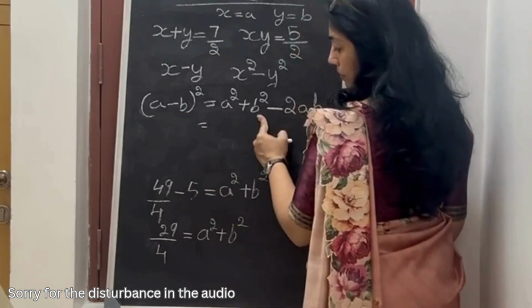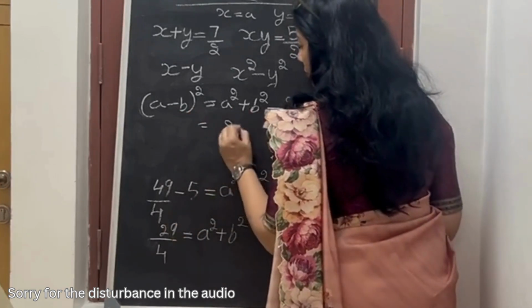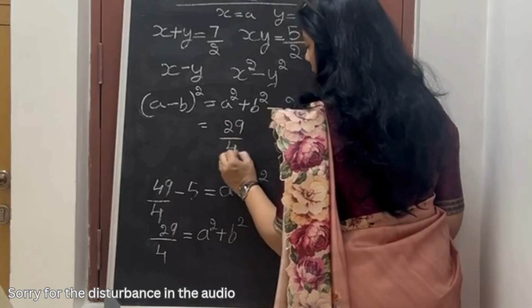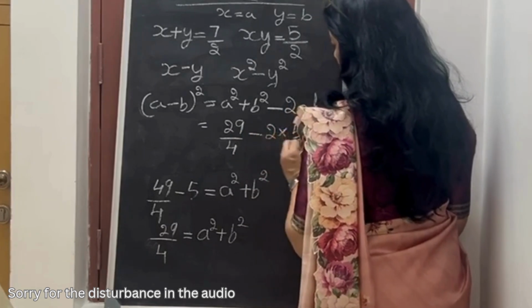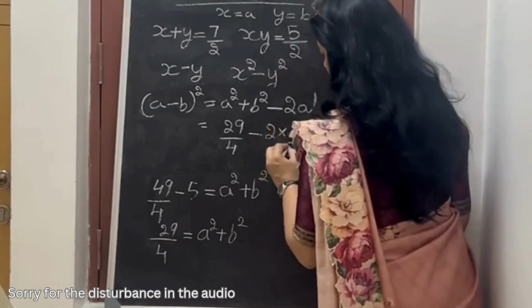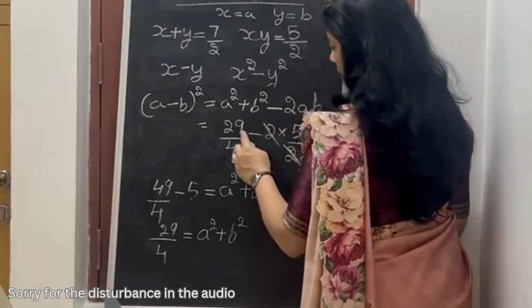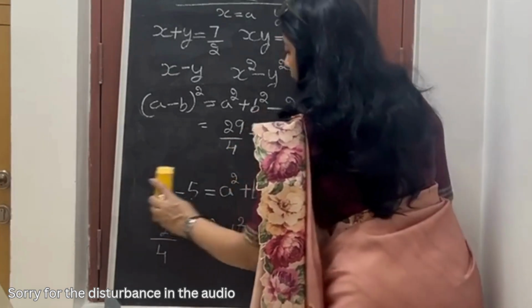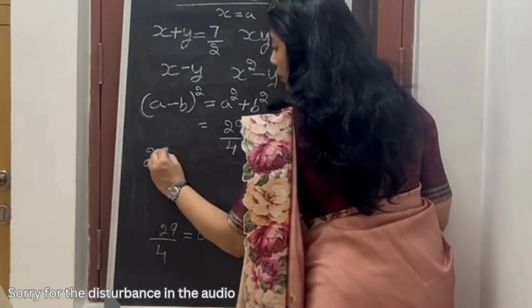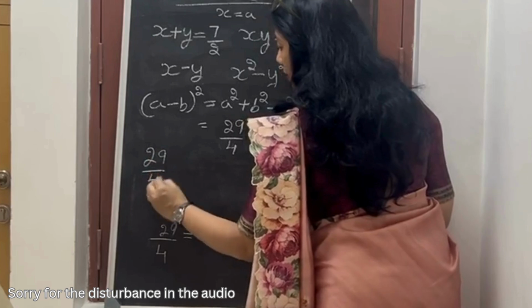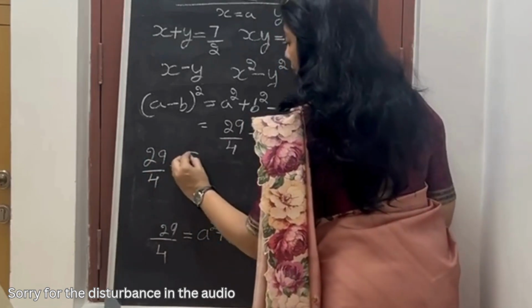A square plus b square is how much? 29 by 4. 29 by 4 minus 2 into ab, and ab is 5 by 2. The 2s are cancelled. Now I have to do 29 by 4 minus 5.